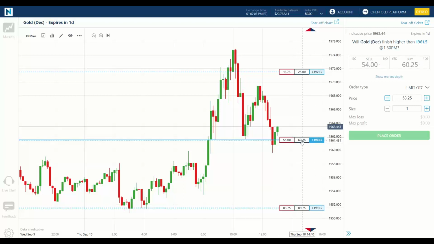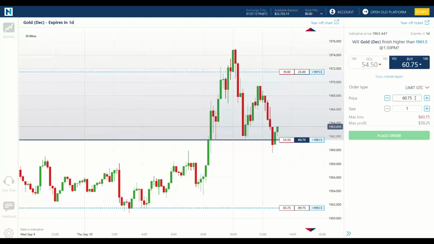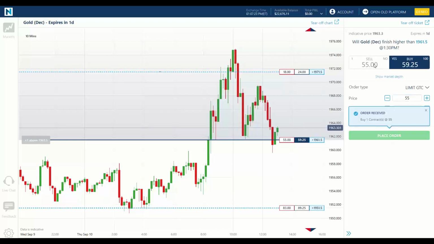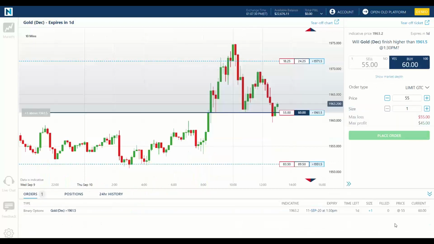Let's say I do think it's going to stay above. So maybe I'm willing to pay 55. I think there's a 55% chance. I'm going to go ahead and place my buy order for 55. And there's my bid in the demo environment. I don't know whether I'm going to buy it or not, but you can see I've got the order down here. There's my order.